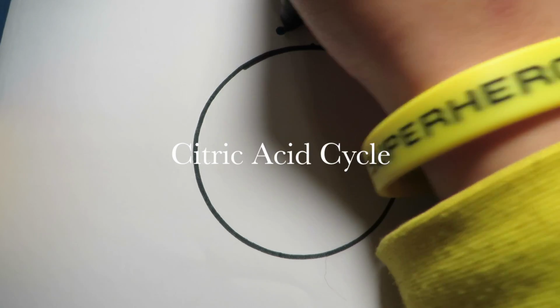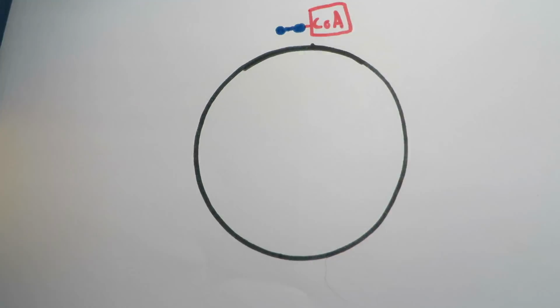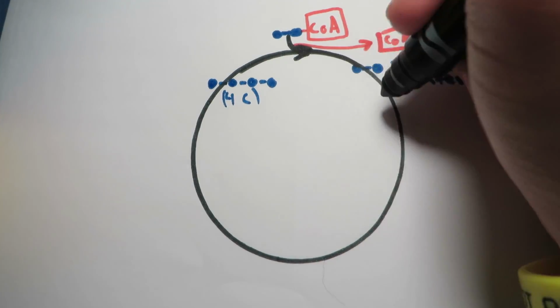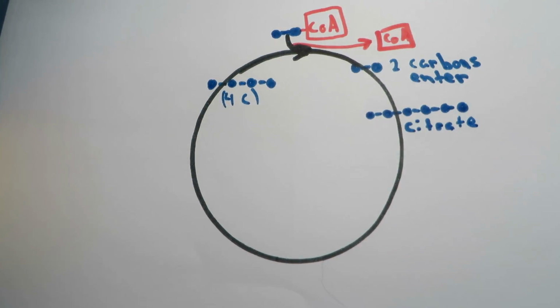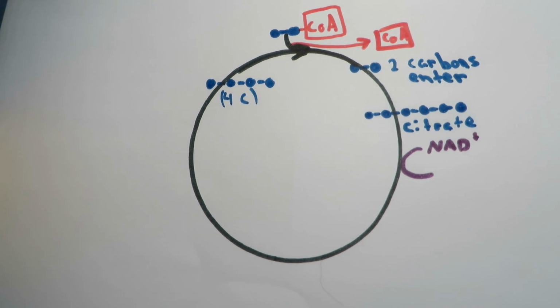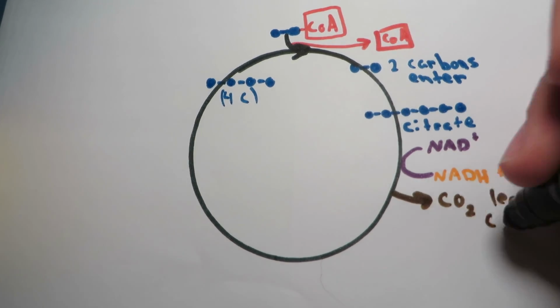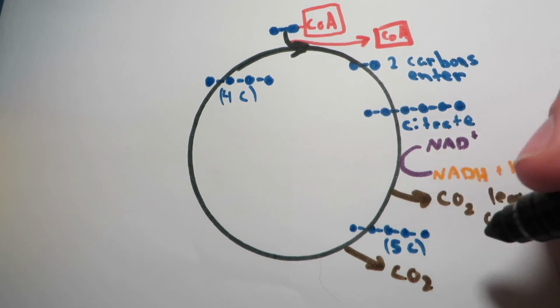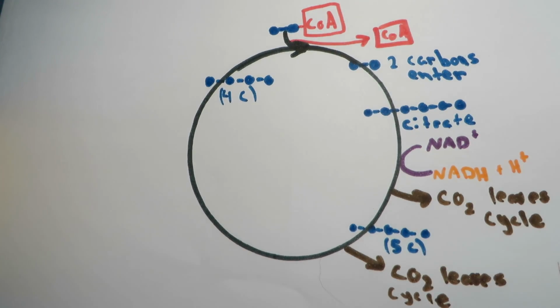The citric acid cycle starts with an acetyl-CoA molecule. The coenzyme A breaks off and 2 carbons enter the cycle. These 2 carbons combine with a 4-carbon molecule called oxaloacetate to create a 6-carbon molecule called citrate. The citrate then reduces NAD plus into NADH. CO2 leaves the cycle, and a 5-carbon molecule called alpha ketoglutarate is made.